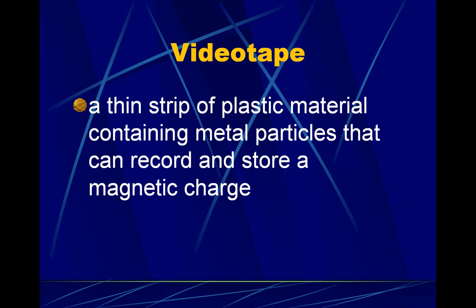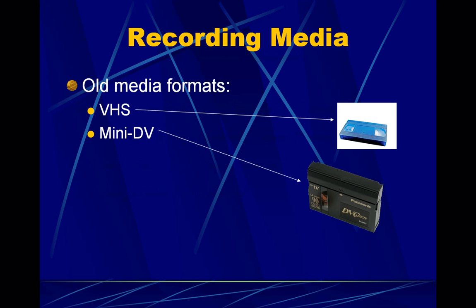So videotape. This is what used to be used as the primary recording media. Videotape is a thin strip of plastic material which contains metal particles that can record and store a magnetic charge. The old media formats were VHS and mini DV. As a matter of fact, in the lab here we still have some use for mini DV. We have some old cameras that we still use, and it's still functional, but that's an older format, and of course VHS is quite a bit on the older side.